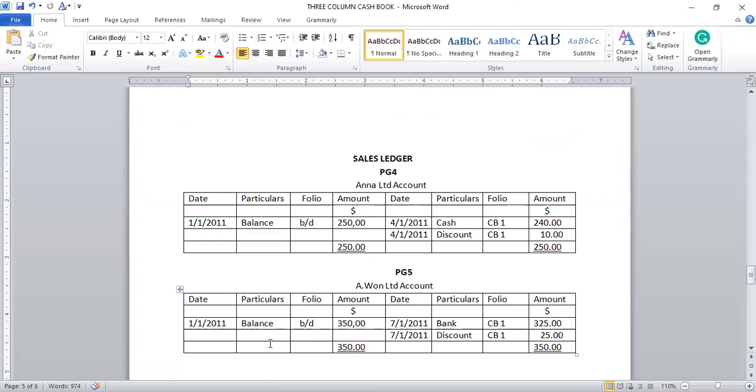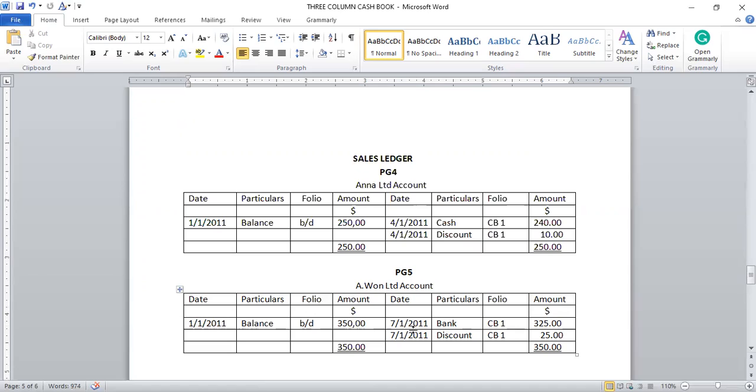First, the debt had to be shown. So this is the debt that he was owing. He was a debtor, so the debt is shown by debiting first: date 1st January 2011, particulars balance, folio balance brought down, showing the debt $350. Then A1 Limited paid, so the payment: when the cash book has been debited, A1 Limited account should be credited.